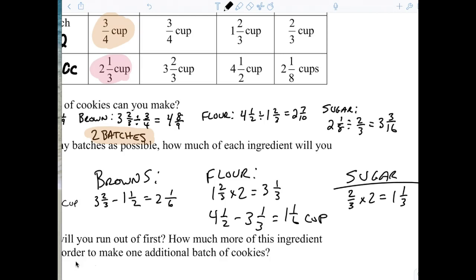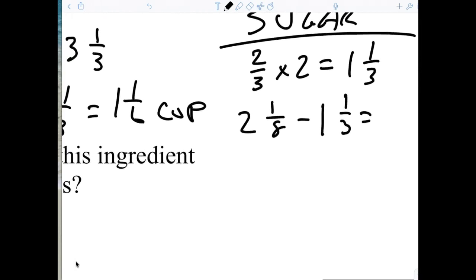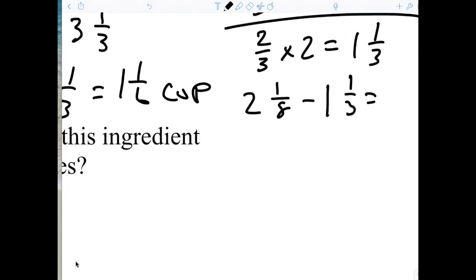No. Now listen, this is how many batches. That's not how much we have. Look right here. Here's where you figure out how much you have. So 2 and 1/8, good, minus 1 1/3, and I'm waiting for that answer. Try it again. Like I said, somebody just have to be careful, please, the way you type it in. Just a minute, she's trying to get 2 1/8.